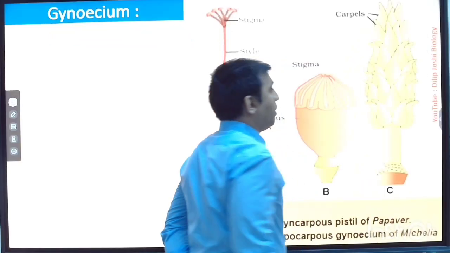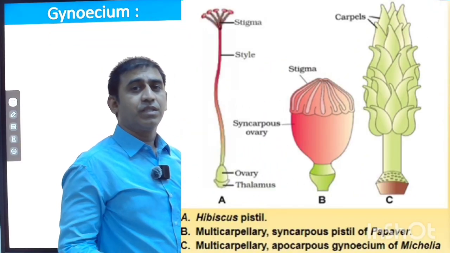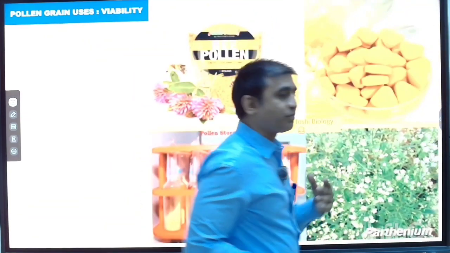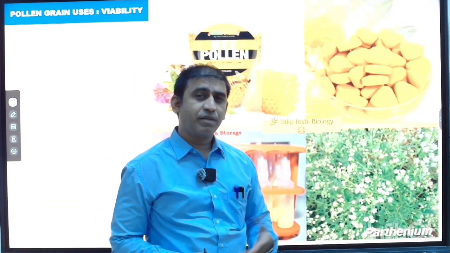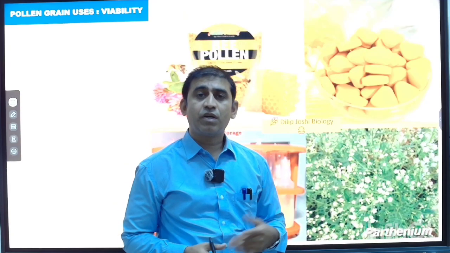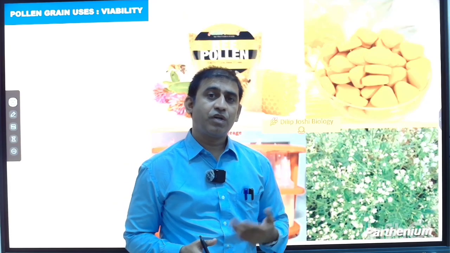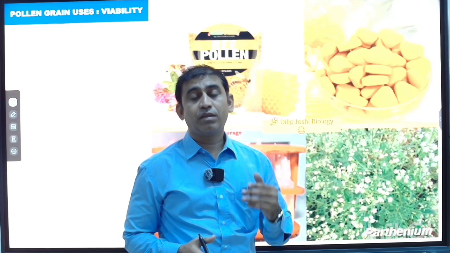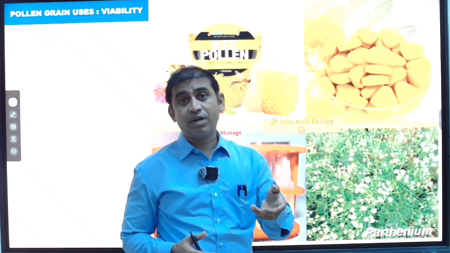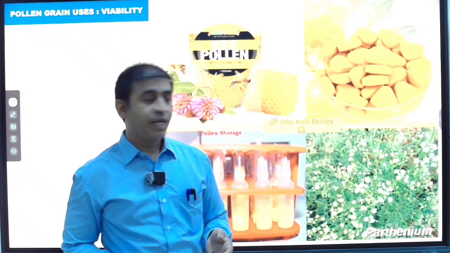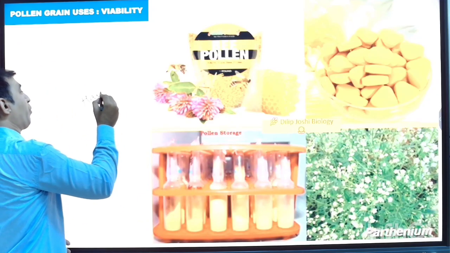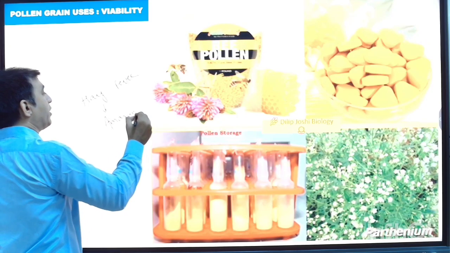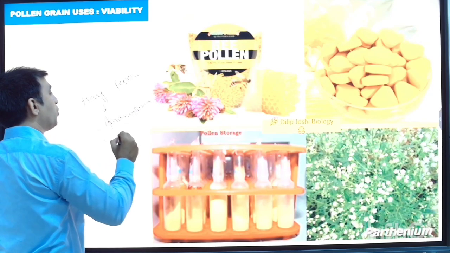Then, some people can also have an allergy to pollen grain. Like here you can see the Parthenium plant, carrot grass, or another plant, Amaranthus, in the family Chenopodiaceae. The pollen grain from the flowers of these plants can cause hay fever.